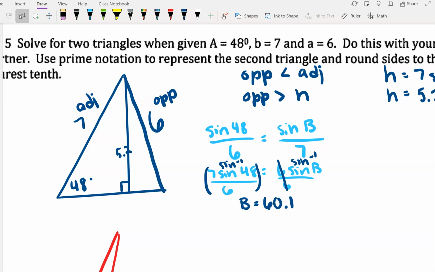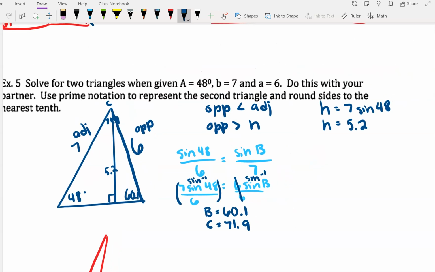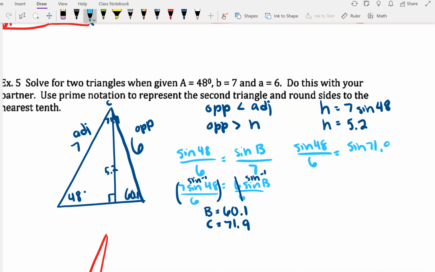Once you have B, so that's going to be 60.1, you can use that to find the third angle. So 180 minus 60.1 minus 48 leaves us with an angle C of 71.9. Now that we have that other angle C, 71.9, we can use that to find the opposite side using law of sines again. I'm going to use sine 48 over 6 again, sine of angle over opposite side, but this time I'm using sine of 71.9 to find side C.